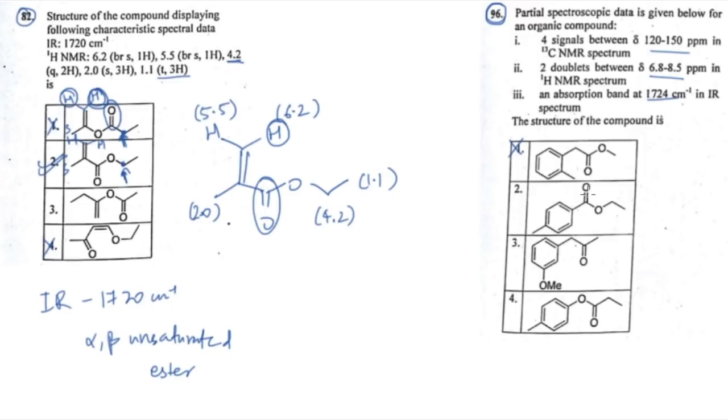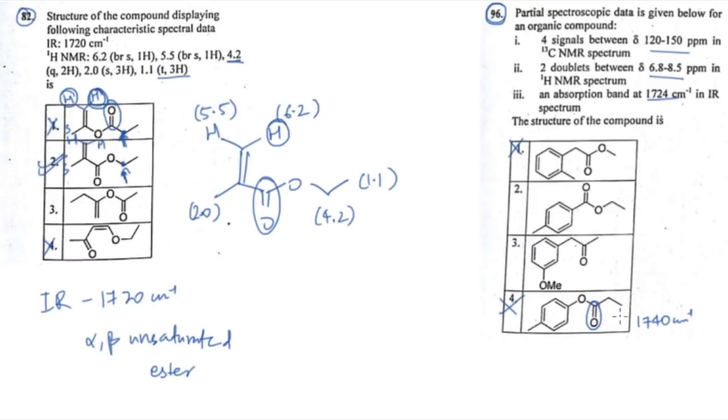Now talking about option number 4, in option number 4 the carbonyl bond is not in conjugation with the double bond, right? For an alpha beta unsaturated ketone, your carbonyl group should be in resonance or in conjugation with a double bond. That is not possible here. That's why the IR for this will be a little higher, around 1740 centimeter inverse. Okay, so option number 4 will also not be correct.